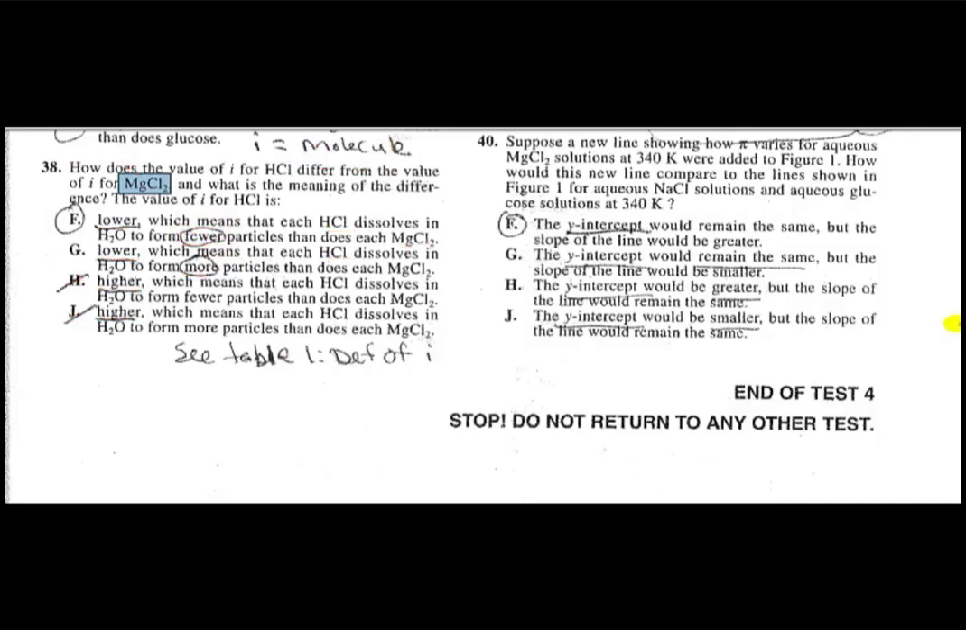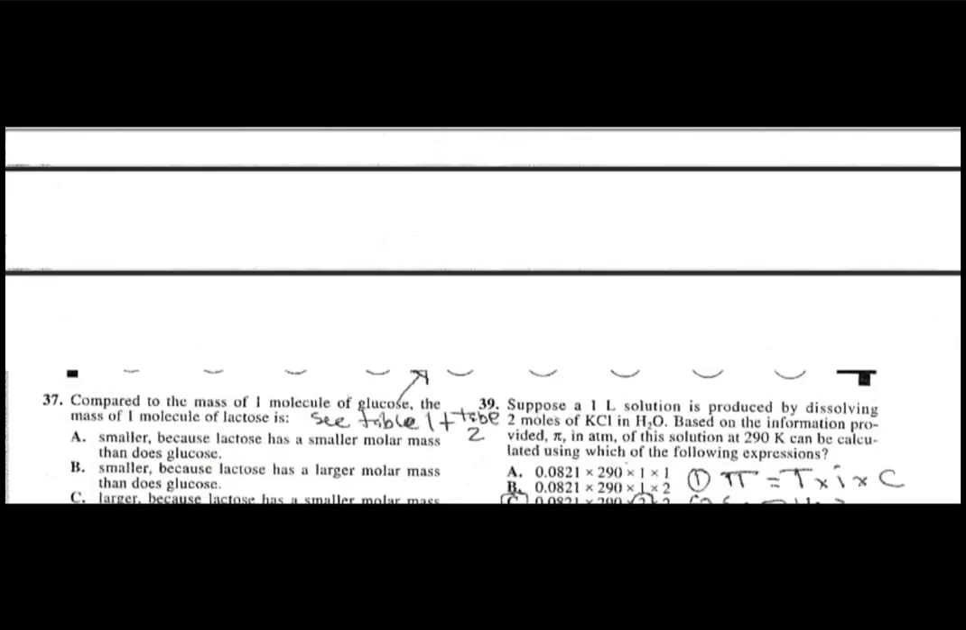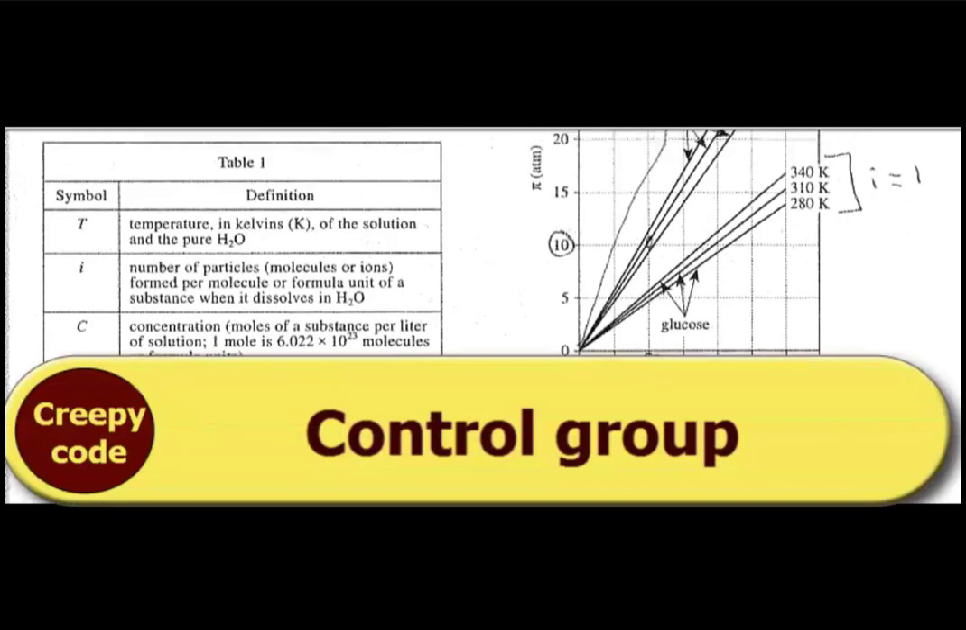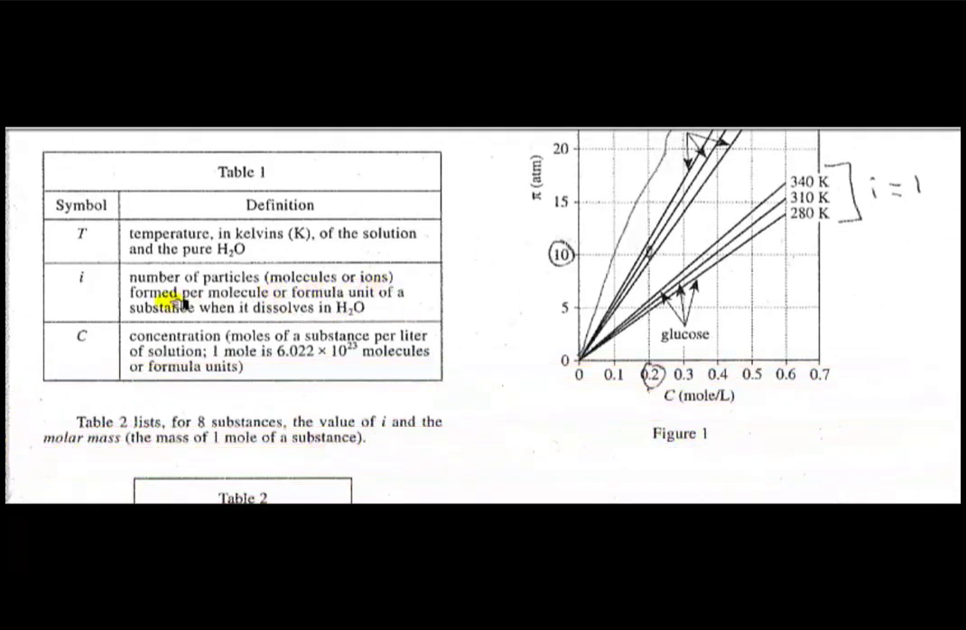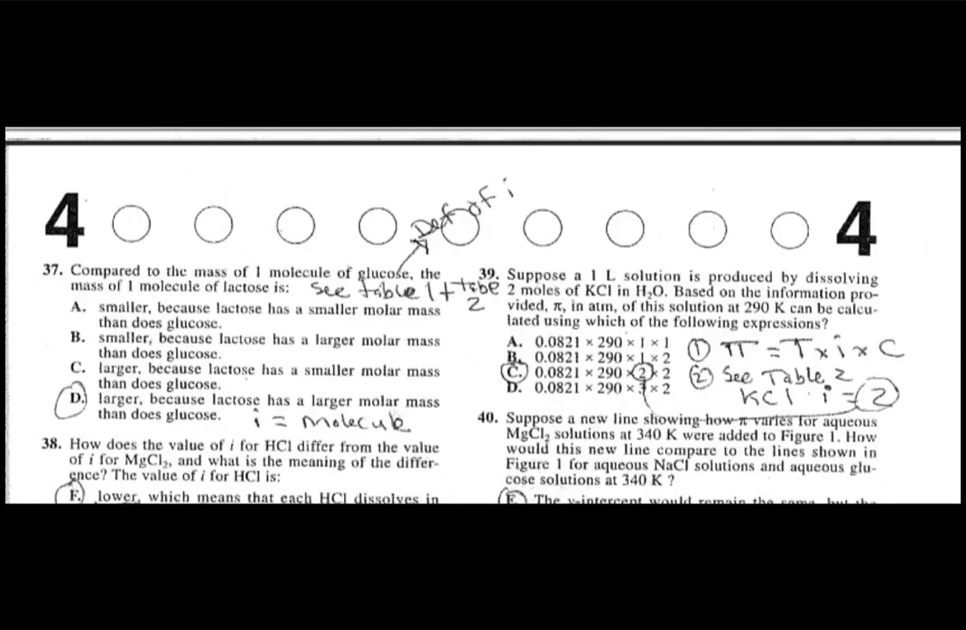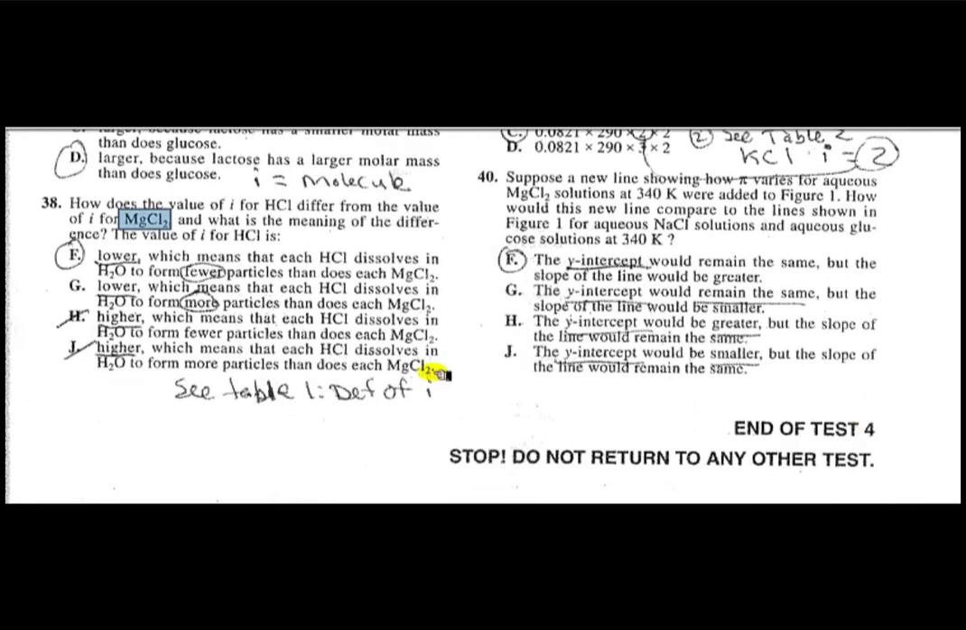Go back into Table 1 and look at i again if you're unsure. Read what it says about i from Table 1. The number of particles, molecules, or ions formed per molecule or formula unit of a substance when it's dissolved in water. Right there, that leads you to answer choice F, because when you have HCl and i equals 18 versus MgCl2 equals 32, it's going to be lower and it's going to be fewer particles.